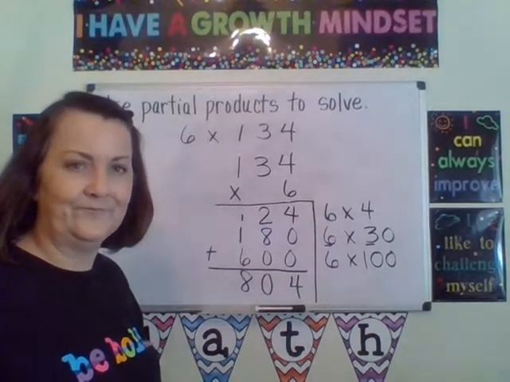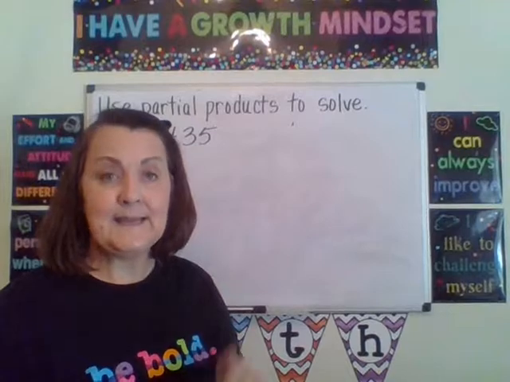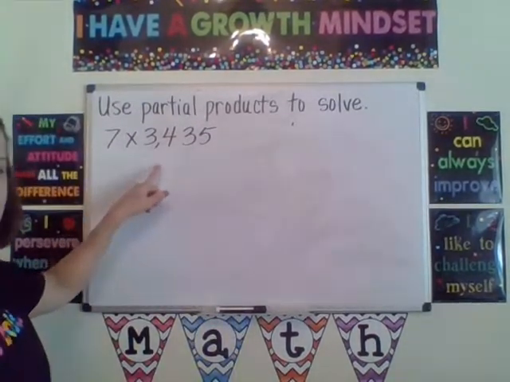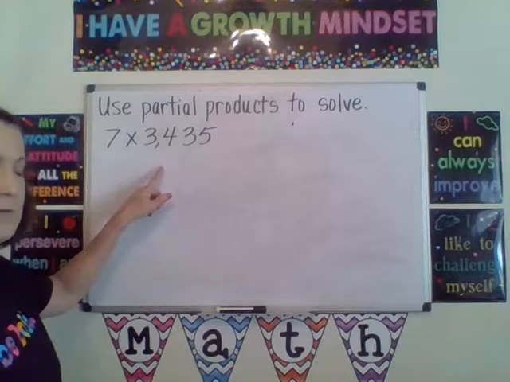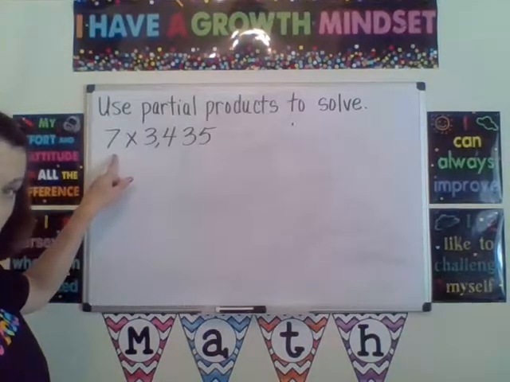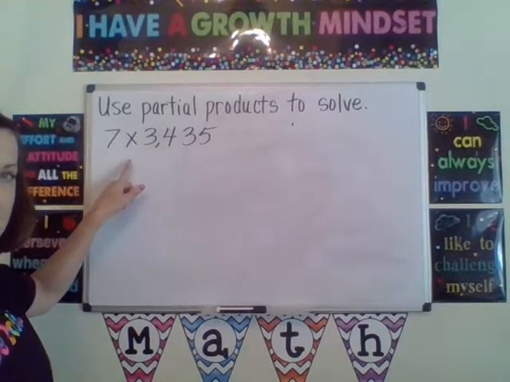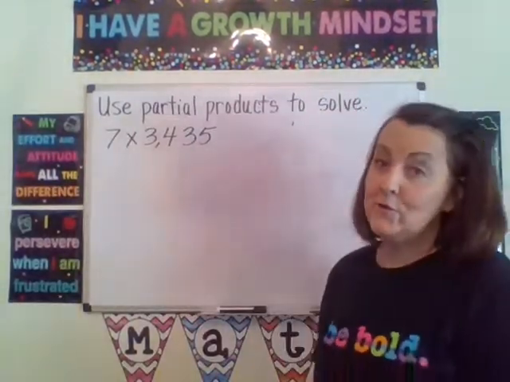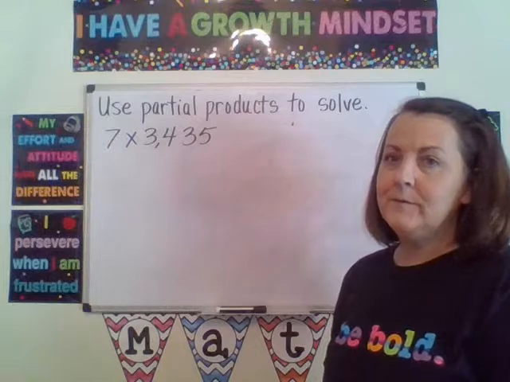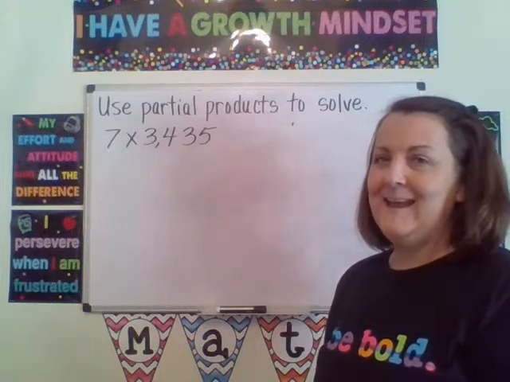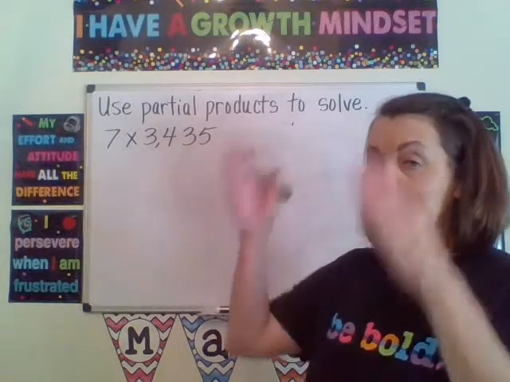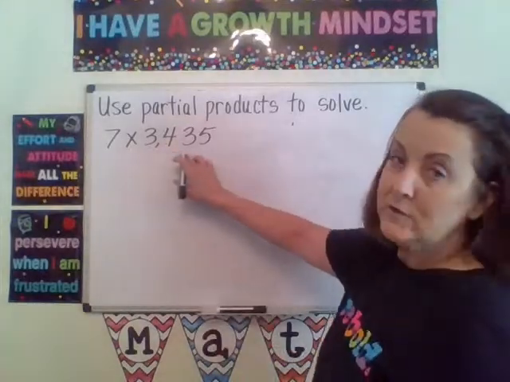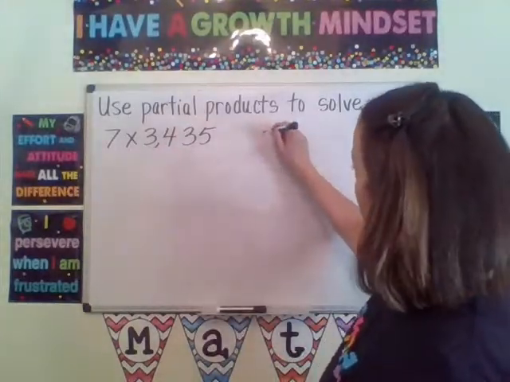Let's practice again. This time we're going to practice a 1-digit times a 4-digit number. So please write this in on your paper. 7 times 3,435. Got it? Okay. We're going to rewrite it so that it's up and down. We call that vertical. So I'm going to put the larger number at the top of my paper.